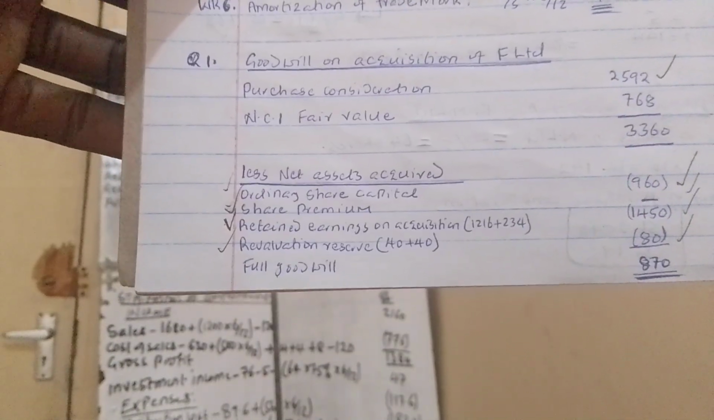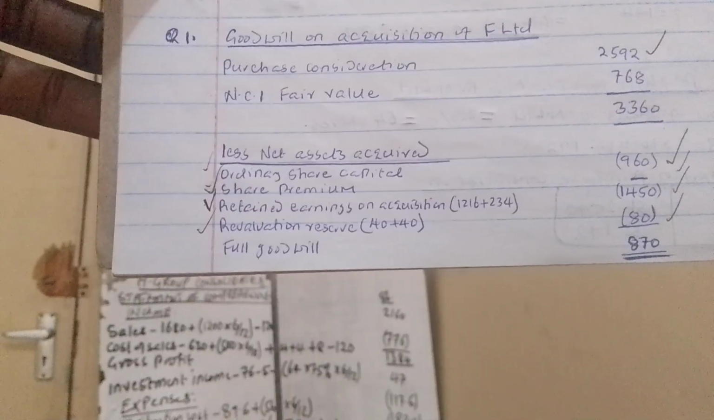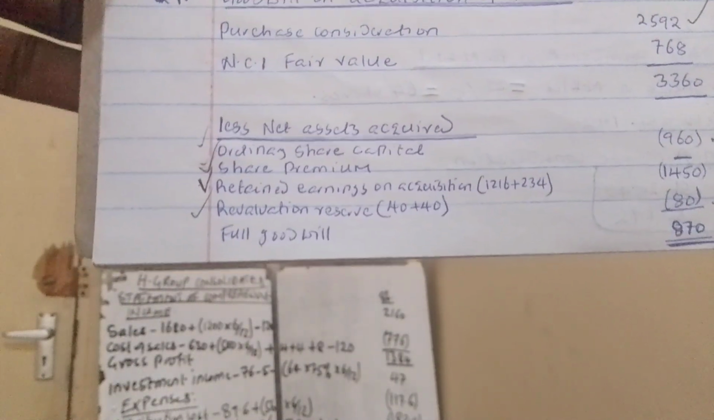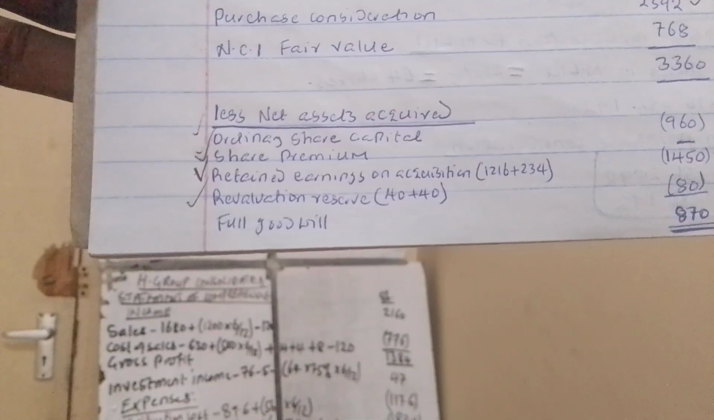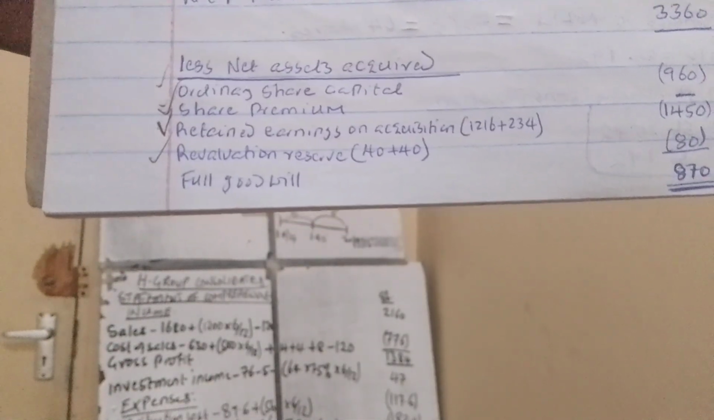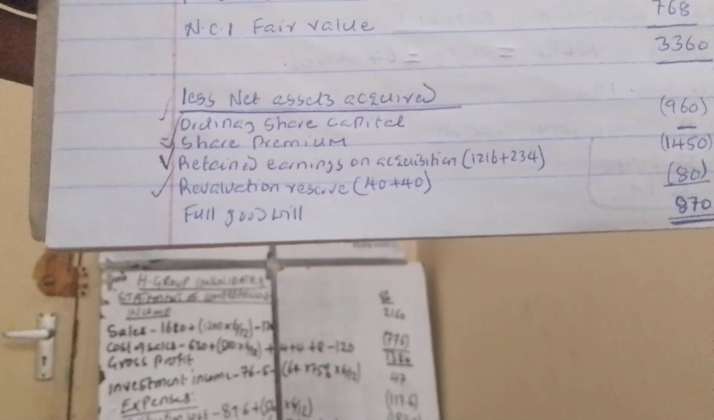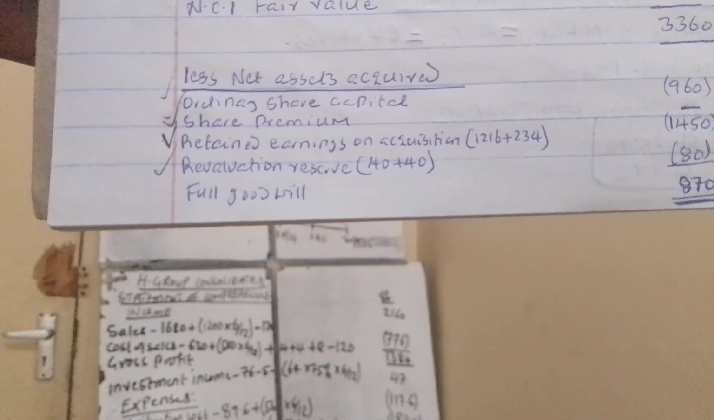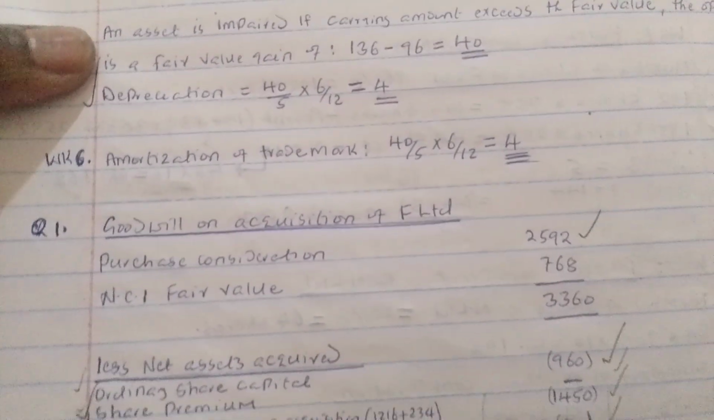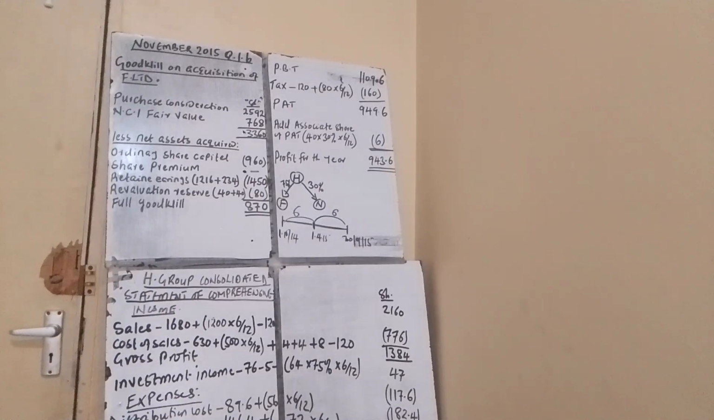Ordinary shares 960. Share premium, there was no share premium. Retained earnings, you have taken 1216 plus 234, which is 1450. Then revaluation reserve of 40 plus 40, which is 80. Now let me show you ordinary share capital. Why are we using 960?